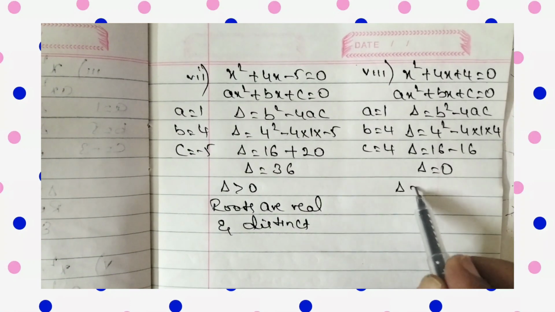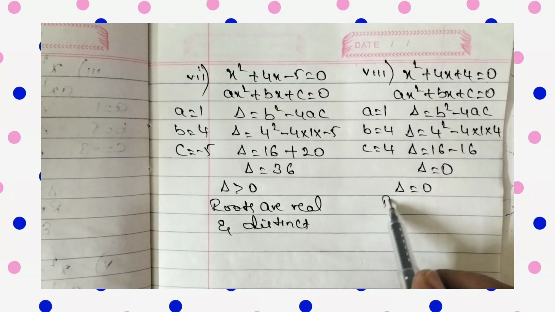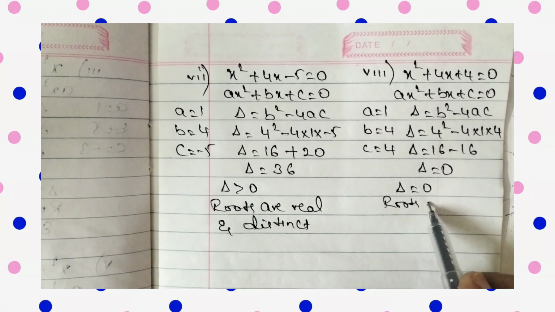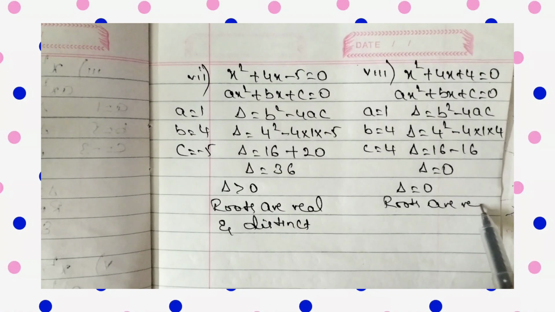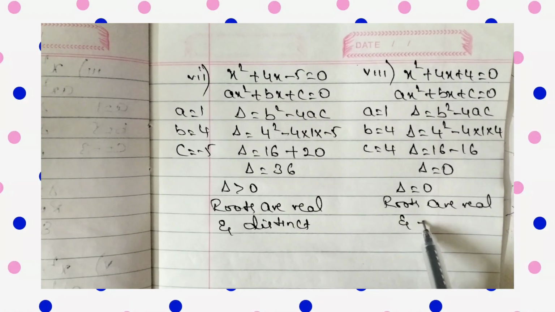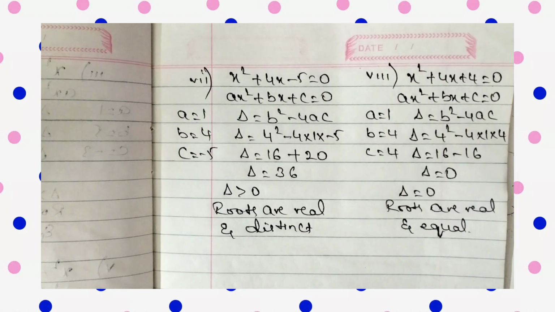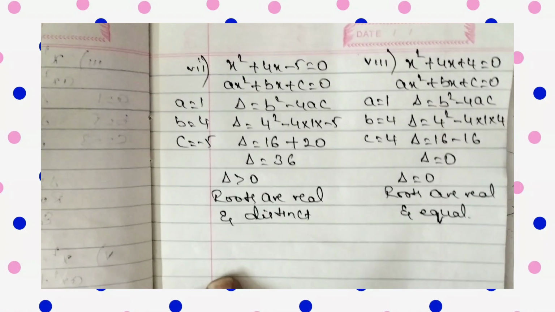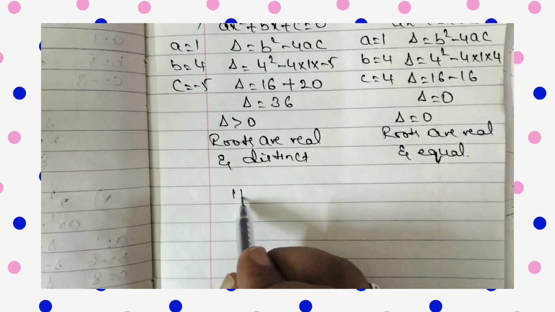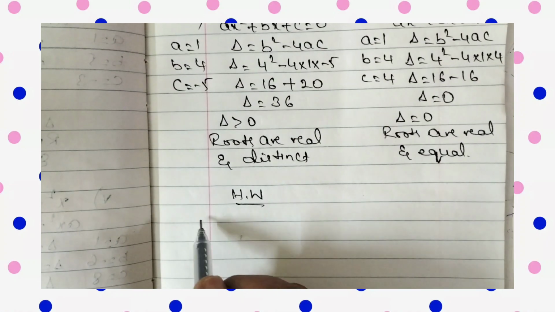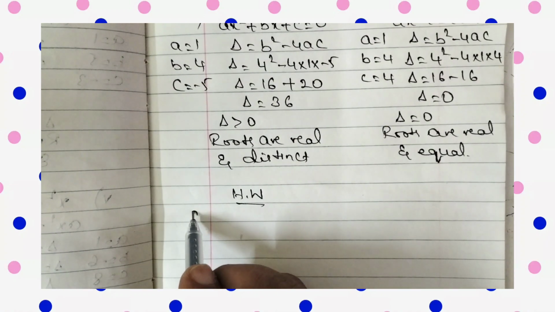Now if delta is equal to 0, then the roots are real and equal. So like this we have to solve these questions. Now I will give some questions for drill work for homework. The first question is question number 9.